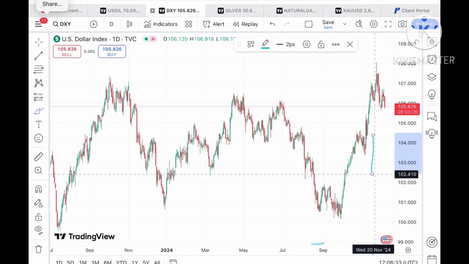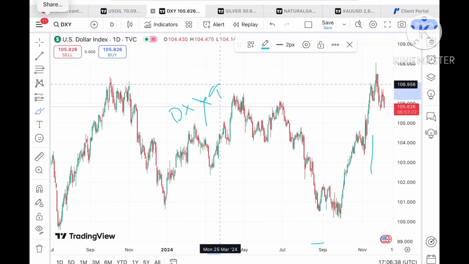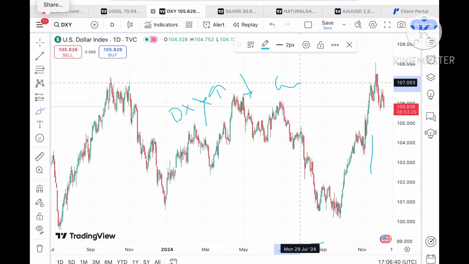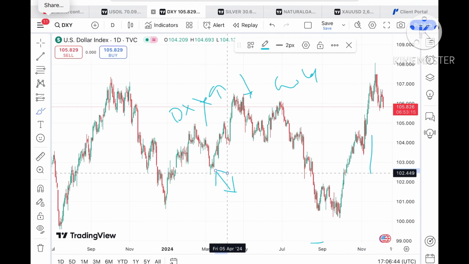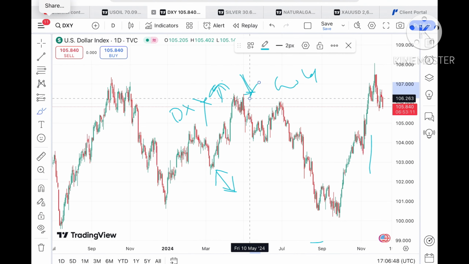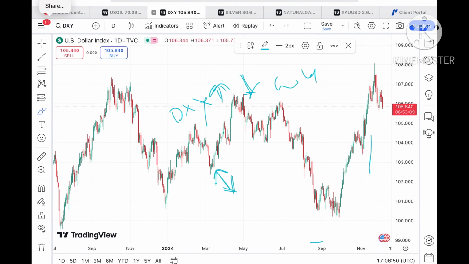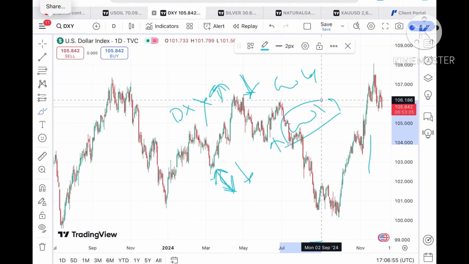Remember this, that once the price starts going below this particular level, there will be a further downfall. When the dollar index starts going upside, the price of gold will come down. If the dollar starts going down, the gold price will come up. This is the relation we have seen.